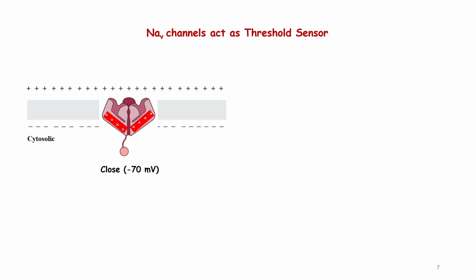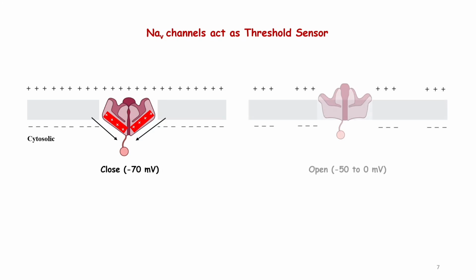I'm only showing 2. This voltage sensor domain, or in short VSD, contains many positively charged amino acids. During the resting condition of the neuron, the inside of the neuron remains negatively charged. So these positively charged VSD domains actually remain very close to the cytosolic side of the neuron, and that causes the closed conformation of the channel.